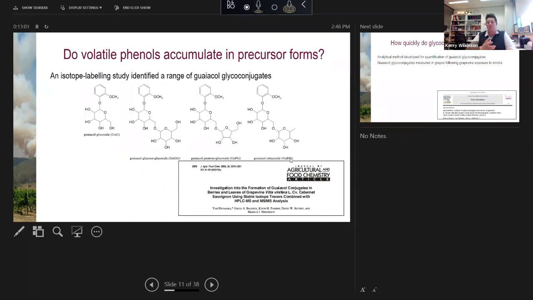So they identified a series of glucose glucosides, pentose glucosides and rutinosides that were there. So it wasn't just the guaiacol glucoside that was present, it was actually a suite of volatile phenol glycoconjugates that were being formed. And they now offer this as an analytical method as part of the detection of smoke exposure in grapes and wine.